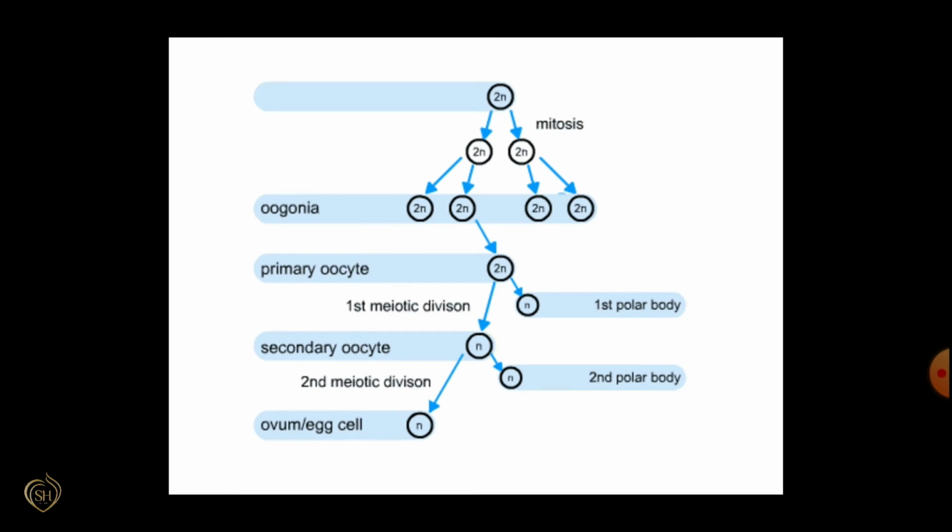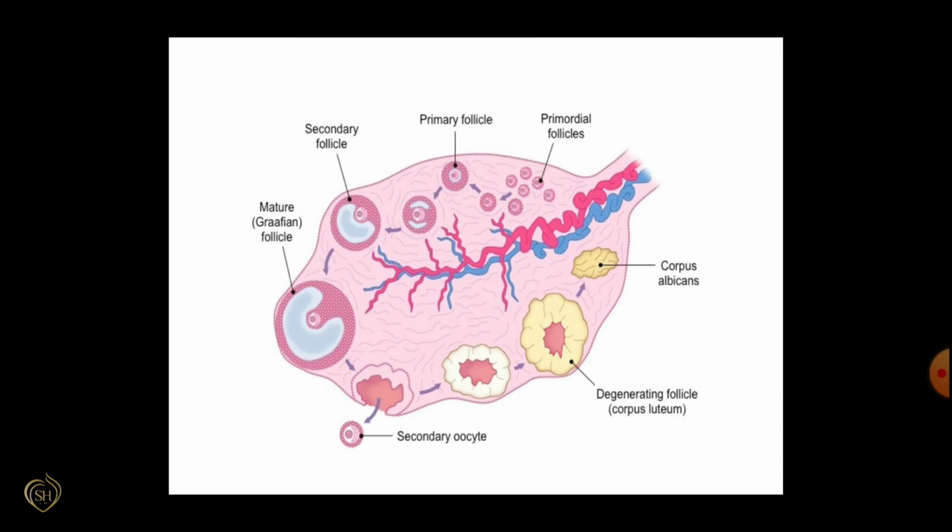Here you can see the diagrammatic representation of oogenesis. Completion of meiosis II converts the secondary oocyte into a fertilized ovum and a small second polar body. After ovulation, the Graafian follicle changes into the corpus luteum.